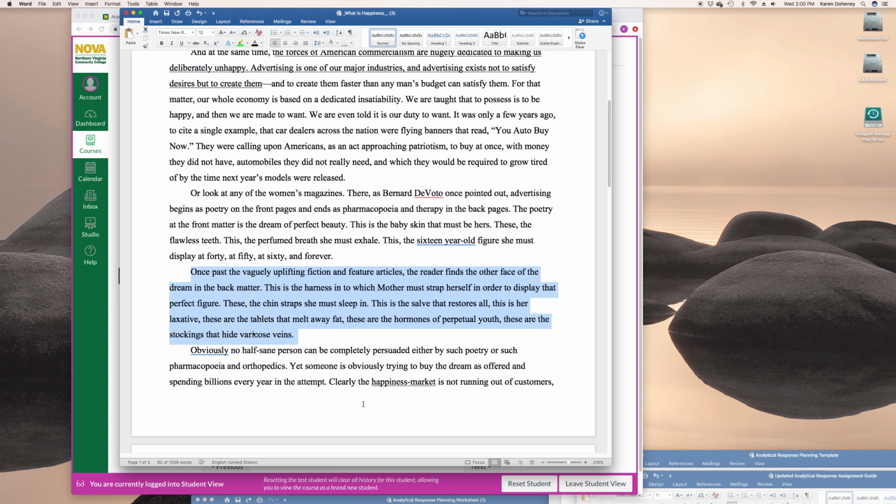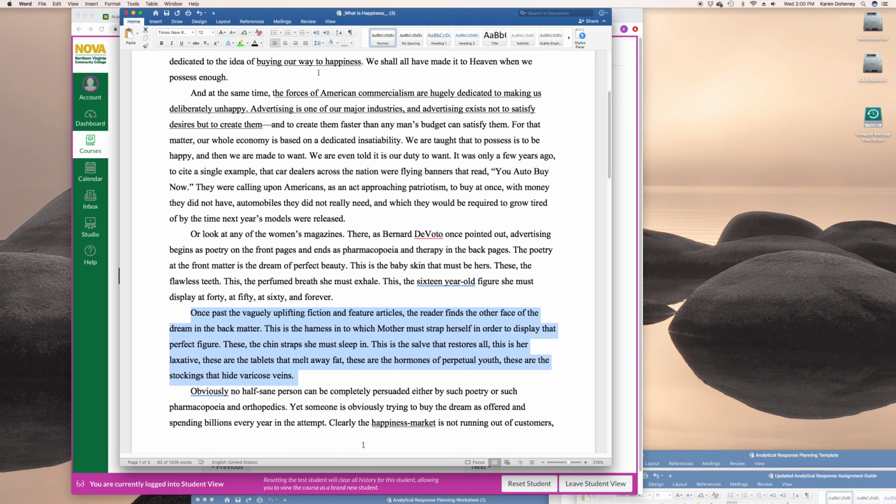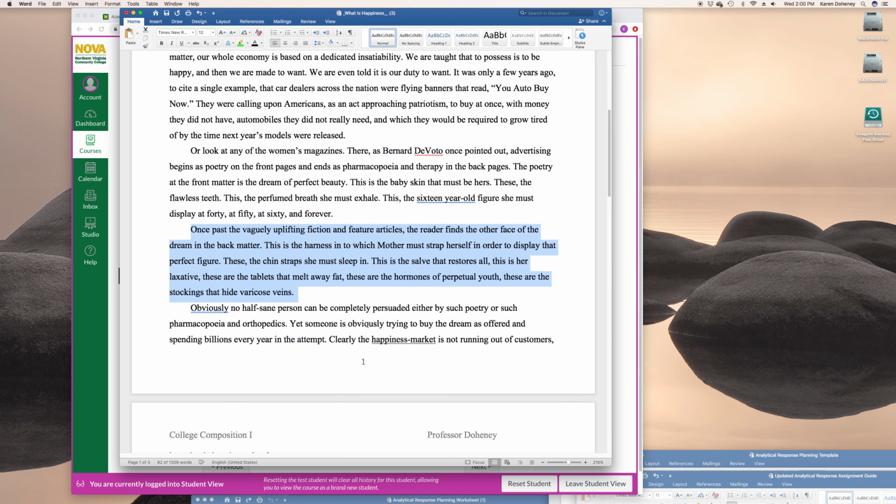So look at the humor that he's using to poke fun at this idea of buying our way to happiness. He's making fun of this idea, okay? So usually when people make fun of an idea, they don't agree with it. So just keep that in mind, okay? How do I know that?